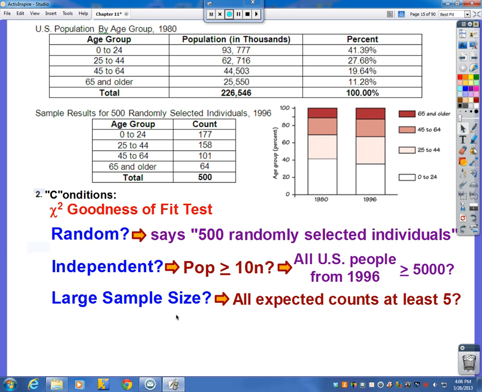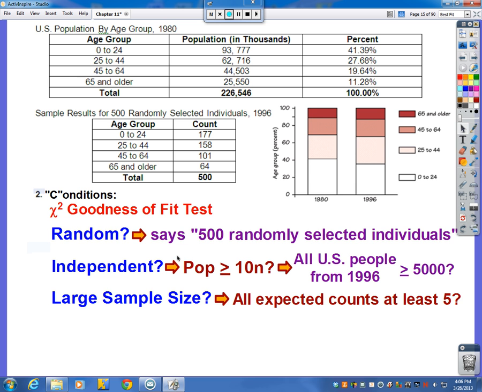Our conditions, 2 of them are still the same. There is still a random condition, there is still an independent condition, but the normal condition changes. And it's really going to be easier for you, to be honest. First we need to ask ourselves, are we dealing with a random sample? It specifically said on the last page that there were 500 randomly selected individuals. So we're good there.